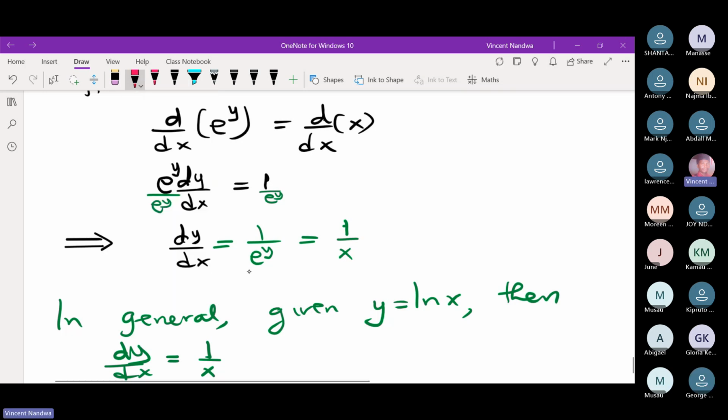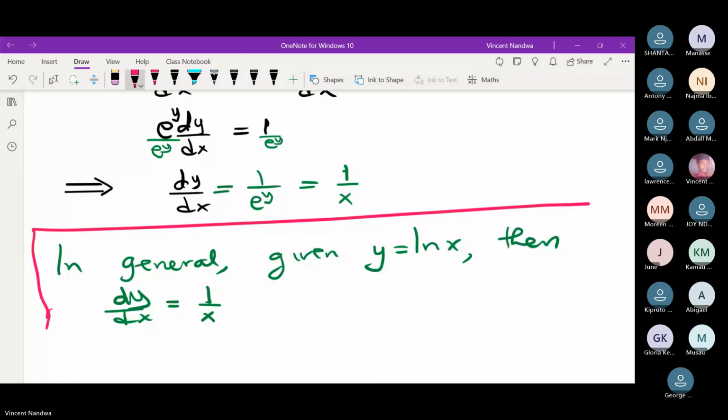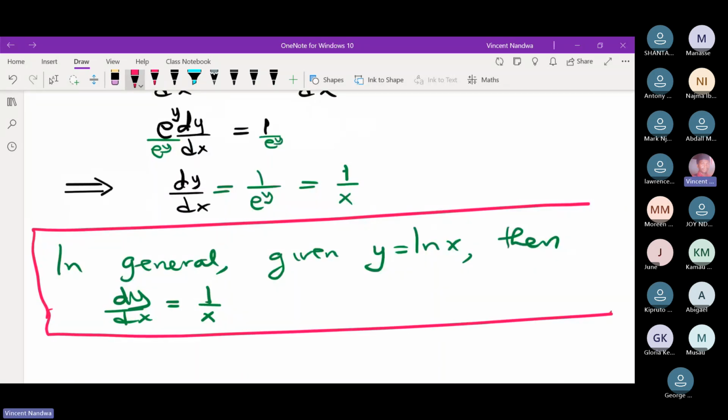Add this to your toolbox on how we deal with the logarithmic function ln. So the function ln of x, its derivative is 1 over x.